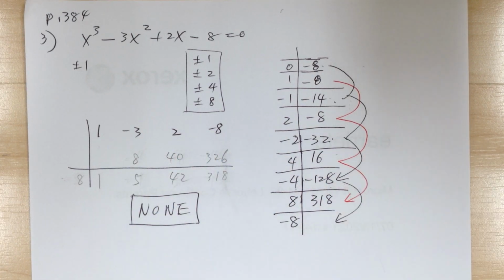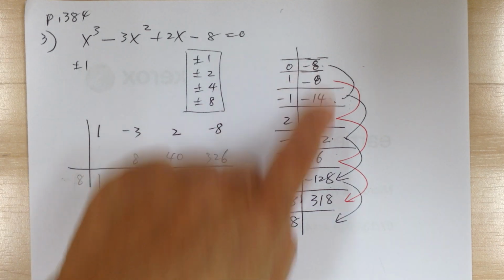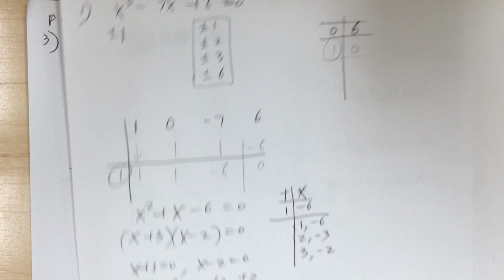That means all the answers either have imaginary numbers or have radicals. So you don't get nice answers. Again, if you get 0, you're going to get nice answers. So when you get 0, you're going to get nice answers, like this. Okay, let's go to the next one.